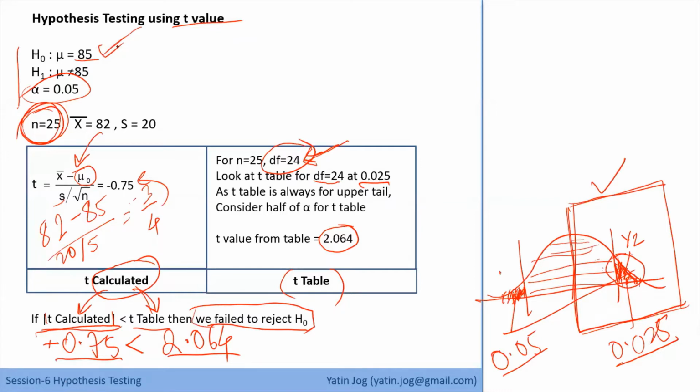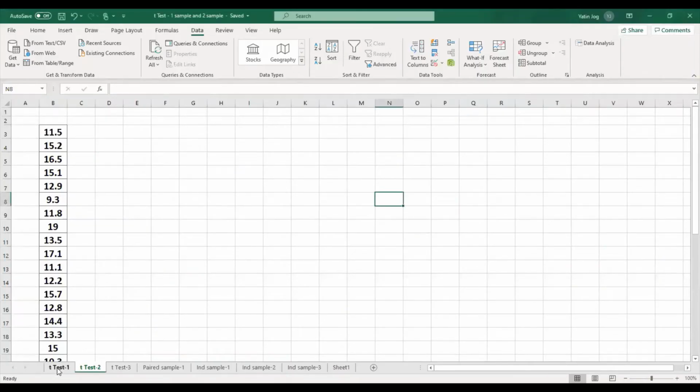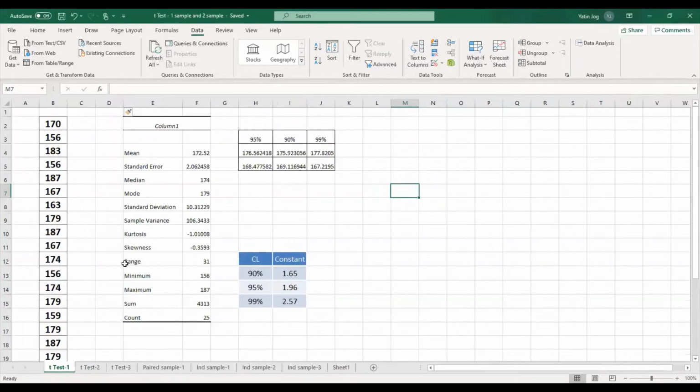So this is how you can test your hypothesis using the T value analysis. We have discussed the interval estimation method, the Z value analysis, and now the T value analysis also. This is the Excel file which I shared in yesterday's session, where we solved the problem: if data is given to you, you can directly calculate the interval of accept values at different confidence levels using the interval estimation formula, and these are the constants for confidence level.